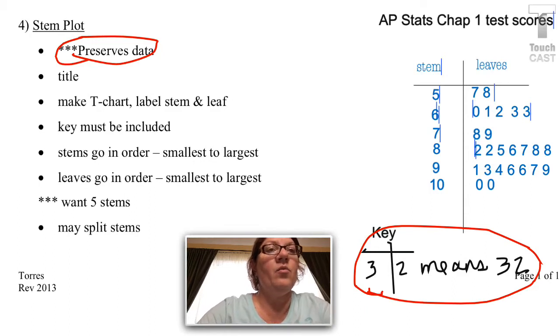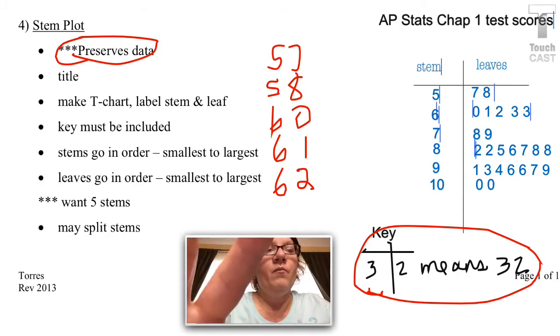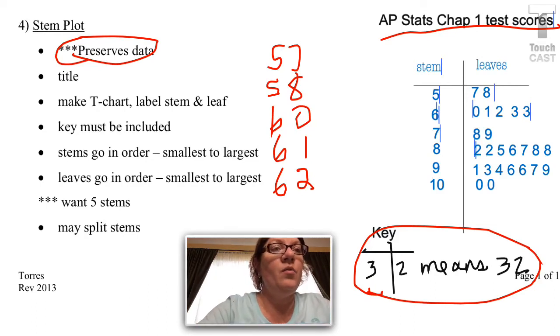So I can see over here on the right that I had the numbers 57 and 58 and then 60 and 61 and 62 and so on. Again, it has a title, but one of the features that's also really important is that when you put your leaves in, they must be in order from least to greatest after their stem. So obviously 57 and 58 is in order, and then 60, 61, 62, 63, 63. You must have these leaves in order from least to greatest.